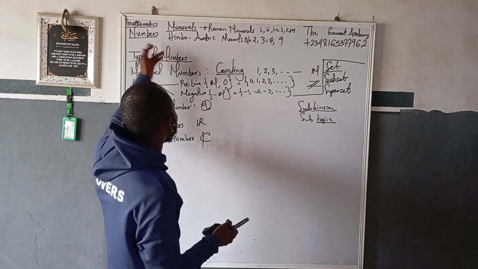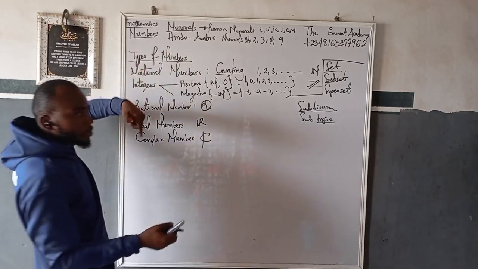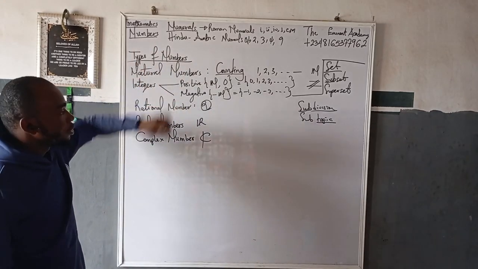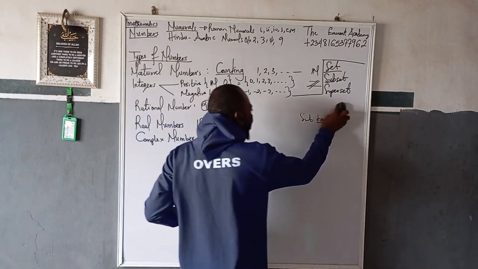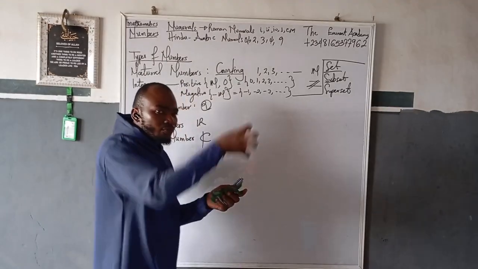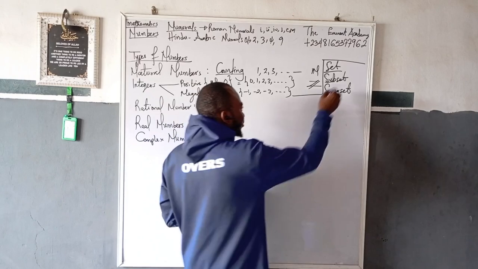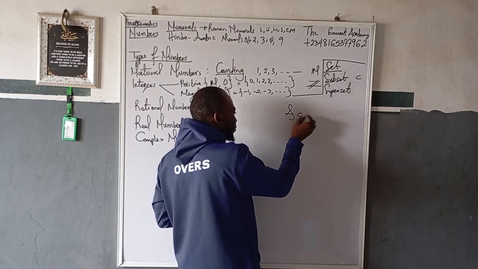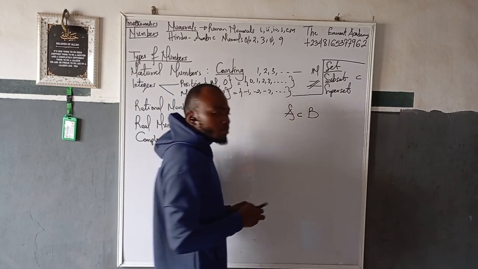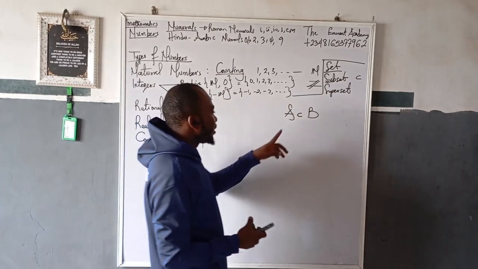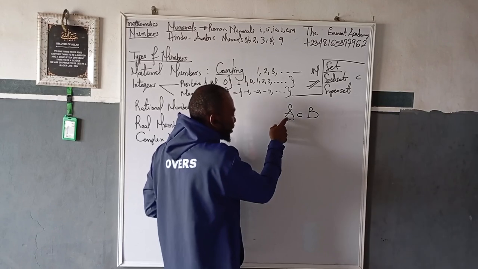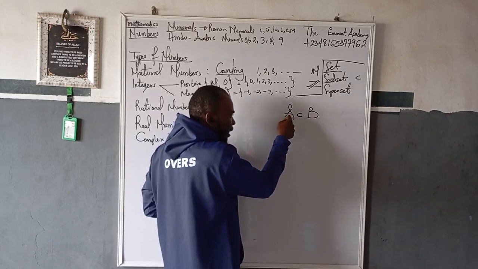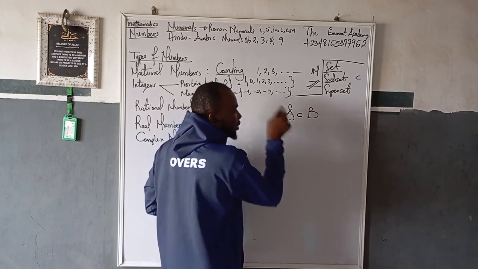Like now, we say we are treating numbers. We now bring another topic under that number, which is types of numbers. So when we say subset, we are talking about a set that is gotten from another set. The symbol for that subset is this. So if I say A is a subset of B, what I mean is that every element, everything that is in A must be in B.